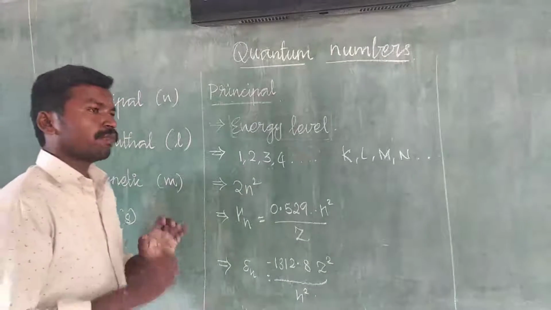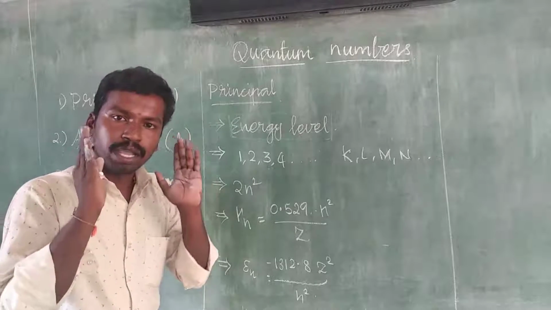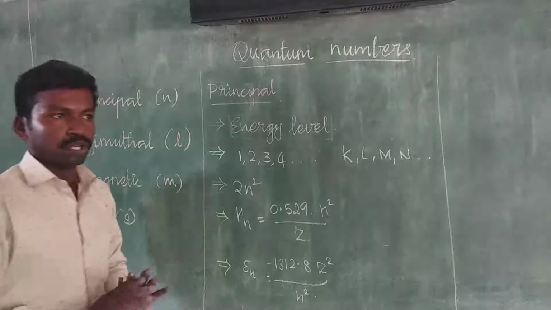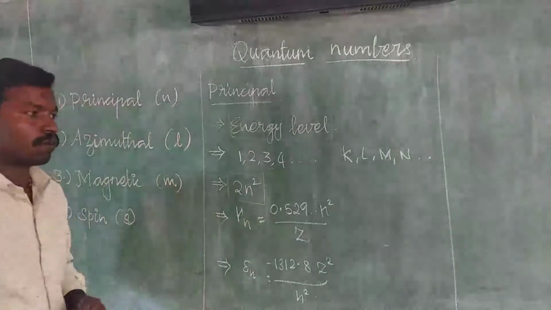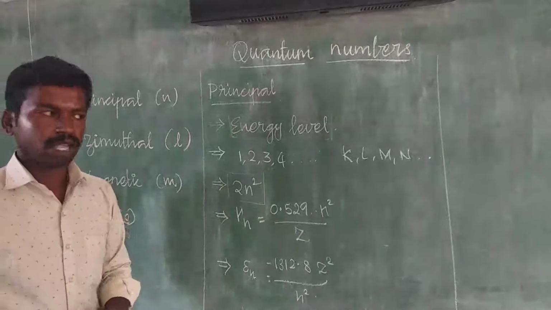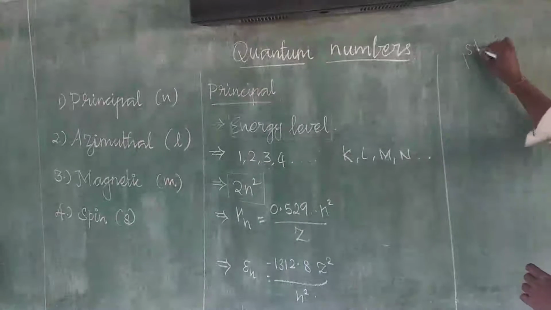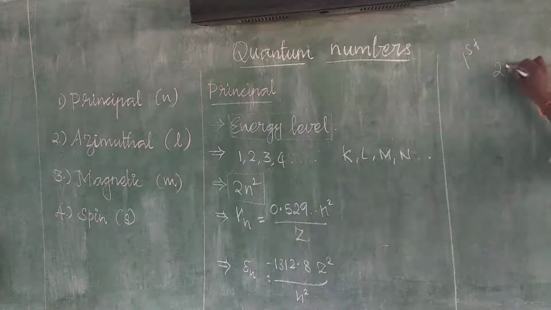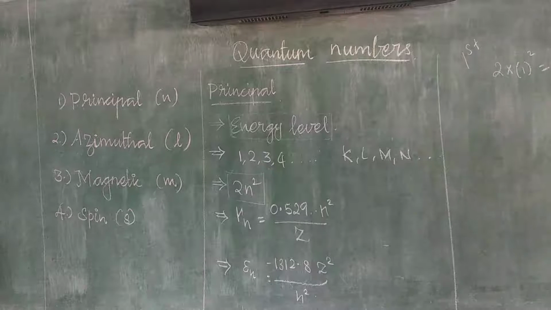Then, for every orbit there is a maximum number of electrons it can hold. That number can be found using the formula 2n square. Let us take the first orbit. In the first orbit, what is the value of n? n will be 1. So 2 into 1 square, which means 2 into 1, that is equal to 2.